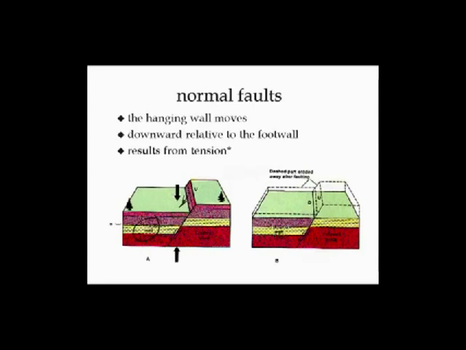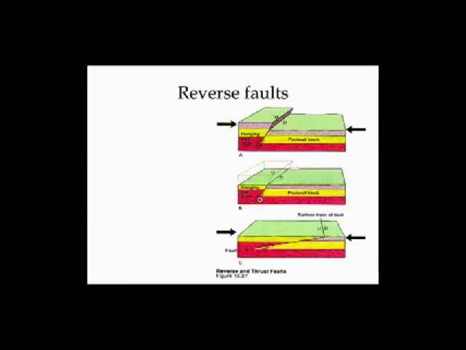Every normal fault results from tension. That is, the crust is getting pulled apart. The opposite of a normal fault dip slip is a reverse fault, which results from compression. The hanging wall in a reverse fault has moved upward relative to the footwall. It is the upthrust as opposed to the downdropped.